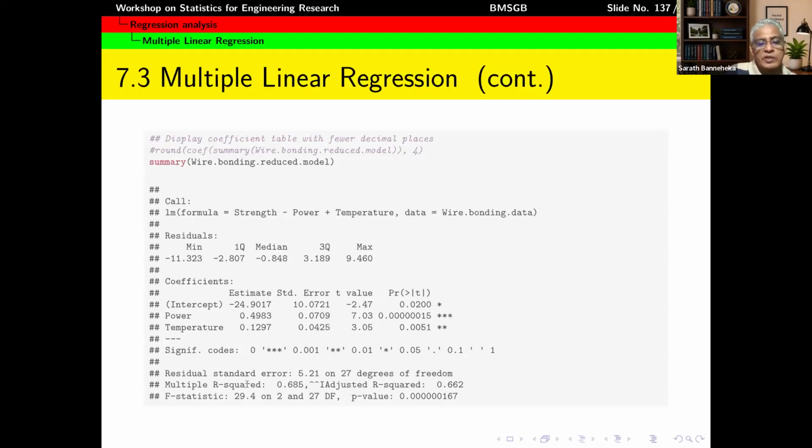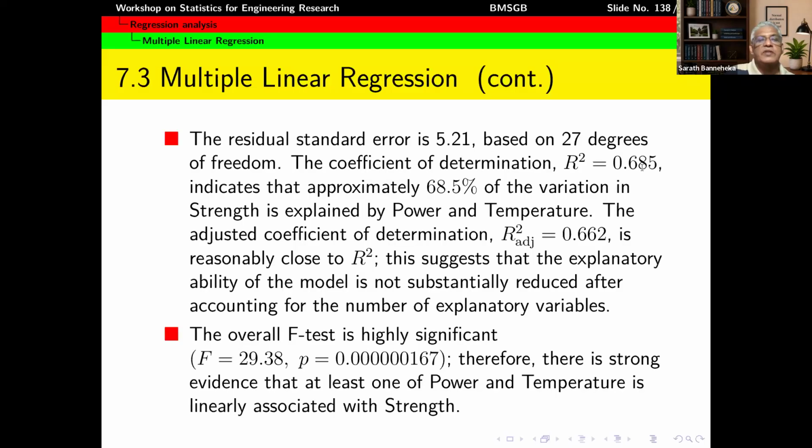But the more important thing is R square and adjusted R square. R square is 0.685, that indicates approximately 68.5% of the variation in strength is explained by power and temperature. The adjusted coefficient of determination, R square adjusted, is also reasonably close to R square. This suggests that the explanatory ability of the model is not substantially reduced after accounting for the number of explanatory variables. So this model and the full model that we considered earlier explain approximately the same amount of variation in Y.